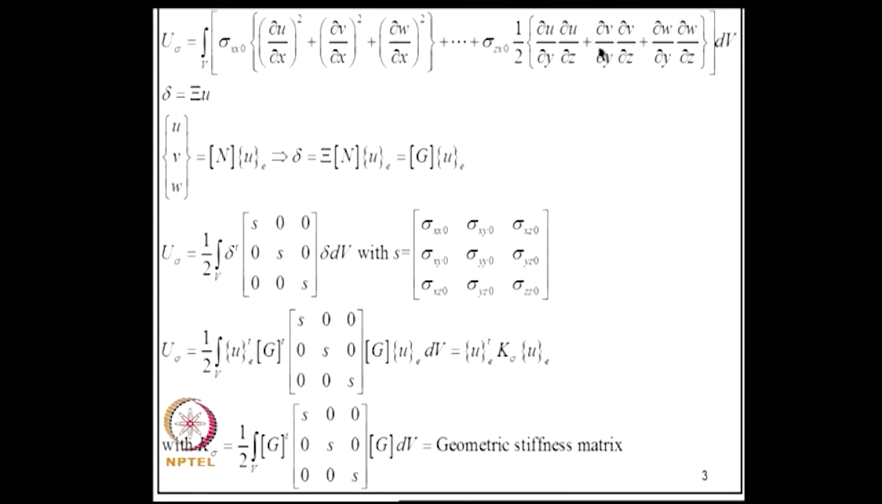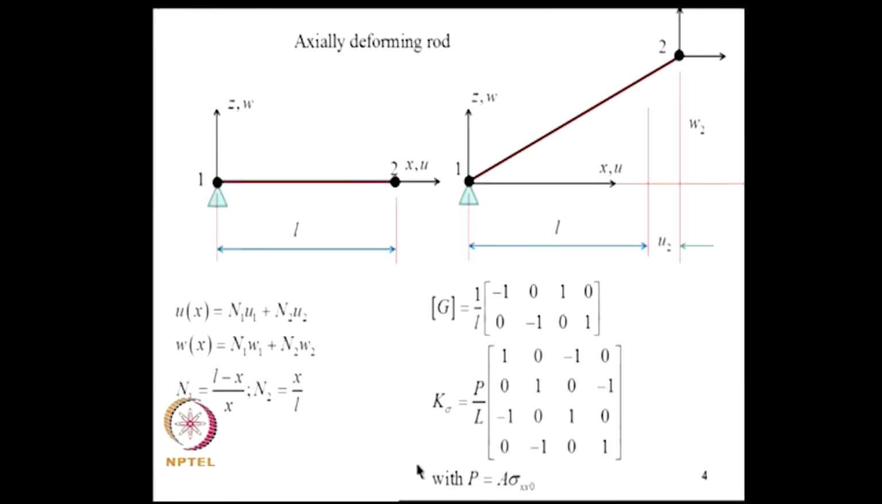And as the body strains, this initial stress remains unaltered, and the work done by these stresses on the deformation is given by this, and this gets partitioned into one set of terms which lead to the equivalent nodal forces due to the presence of the initial stress, and the other one represents the interaction between deformation and the initial stress, leading to the geometric stiffness matrix as shown here. Using this formulation we derived the geometric stiffness matrix for an axially deforming rod, and we obtained this as a geometric stiffness matrix.